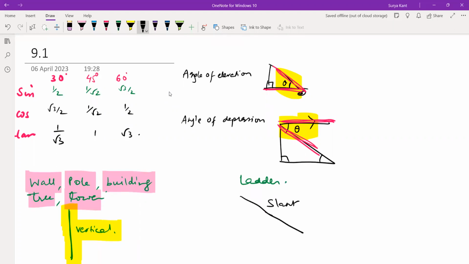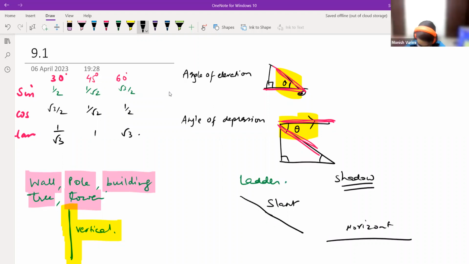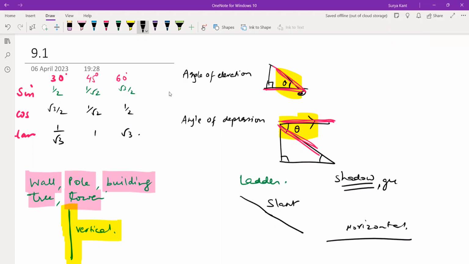Next, which is horizontal? Think of the shadow of a person. That is horizontal. The ground is horizontal. These are the small concepts you have. While doing the questions, all these things will become clearer and easier and easier.